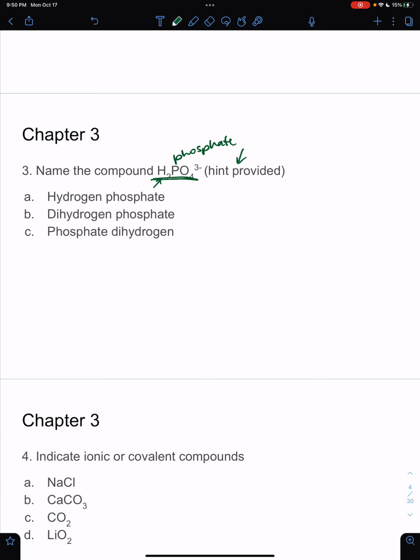We're going to have phosphate at the end. So we already can rule out C. So the name of the polyatomic ion comes at the end, not the beginning. And then between A and B, we either say hydrogen or dihydrogen. So in an ionic compound, you wouldn't have the prefix in the front, but because this is covalent, we're going to have that di prefix. So it's going to be letter B.